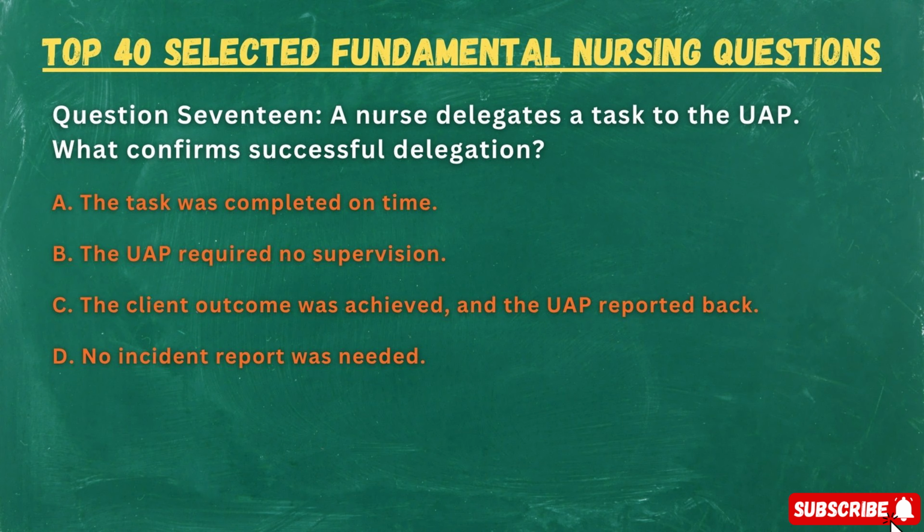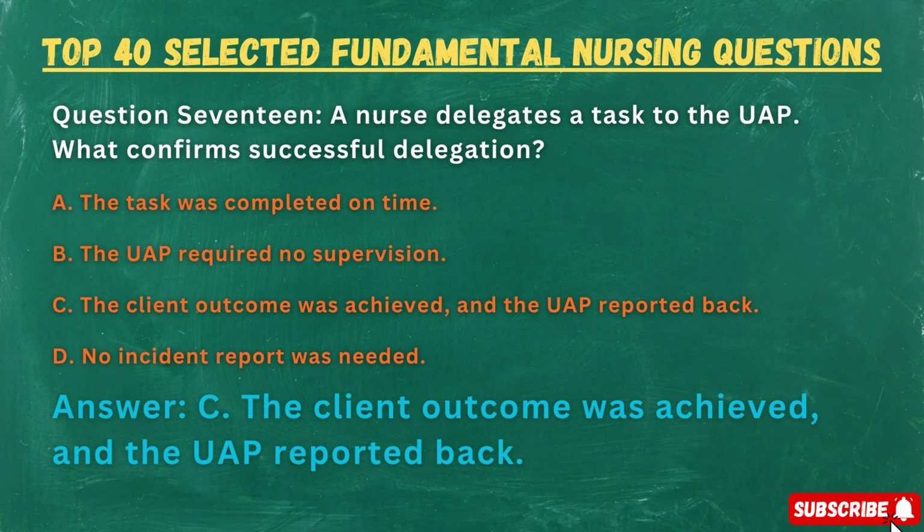Question 17. A nurse delegates a task to the UAP. What confirms successful delegation? A. The task was completed on time. B. The UAP required no supervision. C. The client outcome was achieved, and the UAP reported back. D. No incident report was needed. Answer. C. The client outcome was achieved, and the UAP reported back.